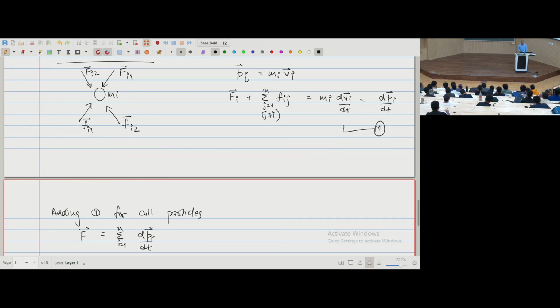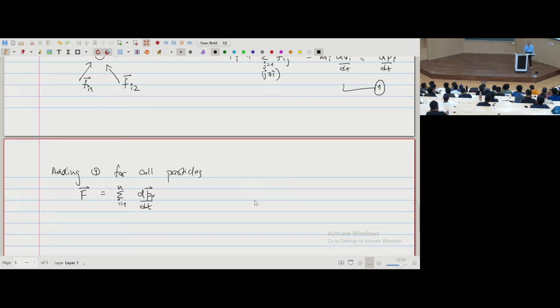So we add this, add equation number 1 for all the particles. We get the total external force acting on the system is equal to the sum of the time rate of change of the linear momenta of all the particles.